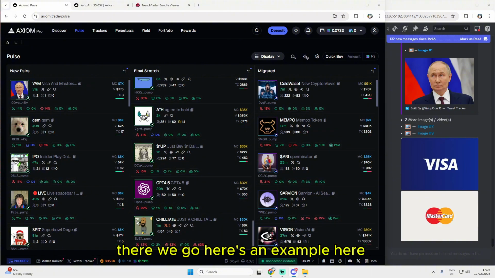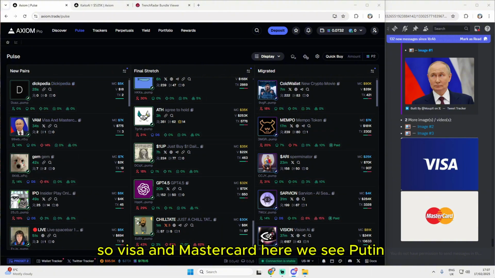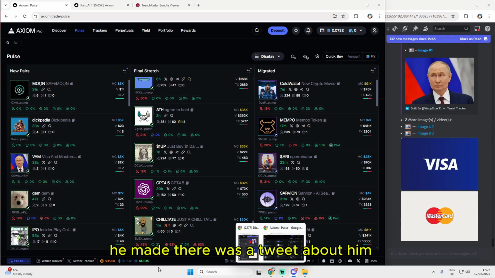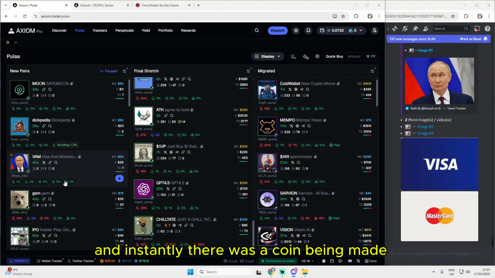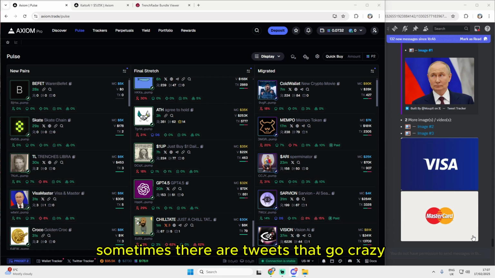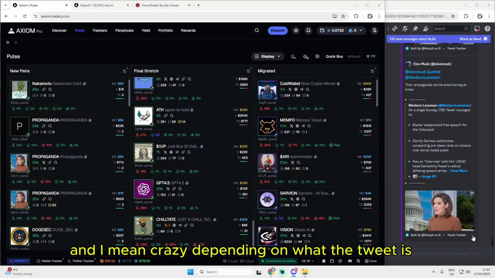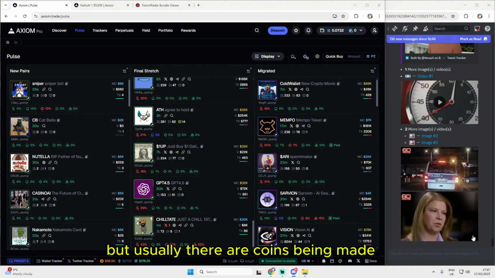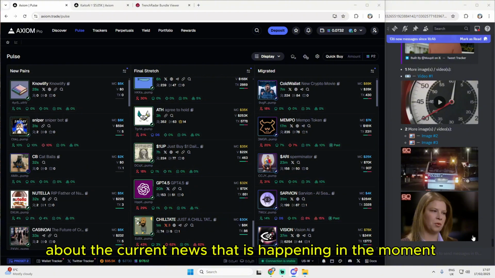And hopefully, oh, there we go, here's an example. Here we see Putin. There was a tweet about him, and instantly there was a coin being made. Now, if this was a different tweet, sometimes there are tweets that go crazy, and I mean crazy, depending on what the tweet is. But usually there are coins being made about the current news that is happening in the moment.